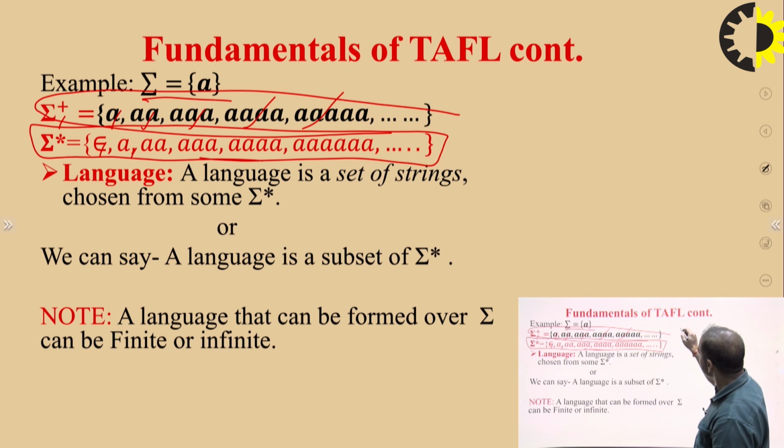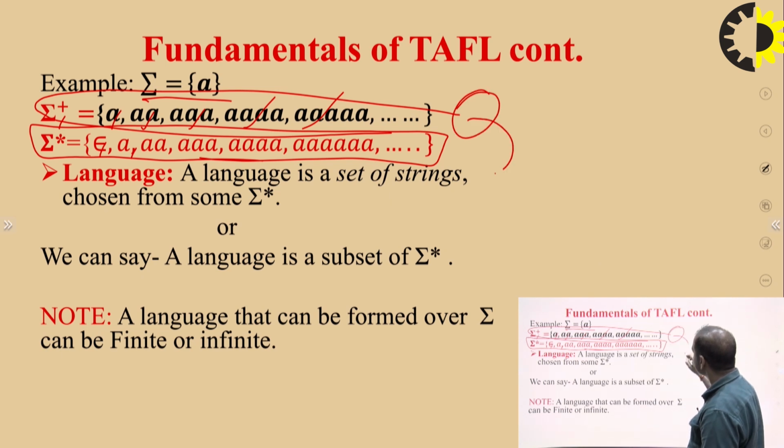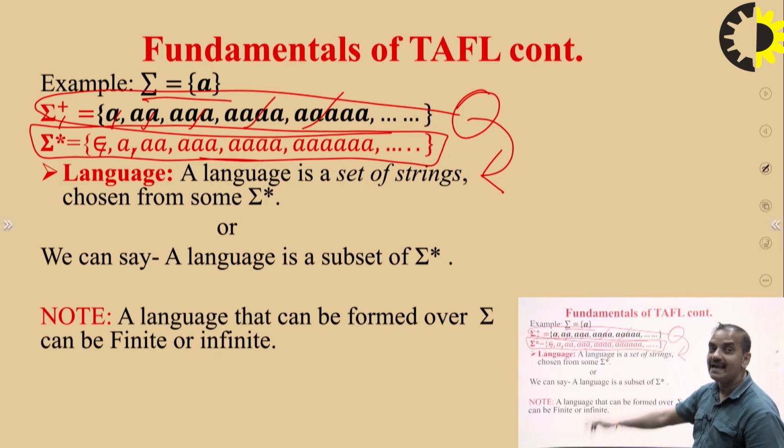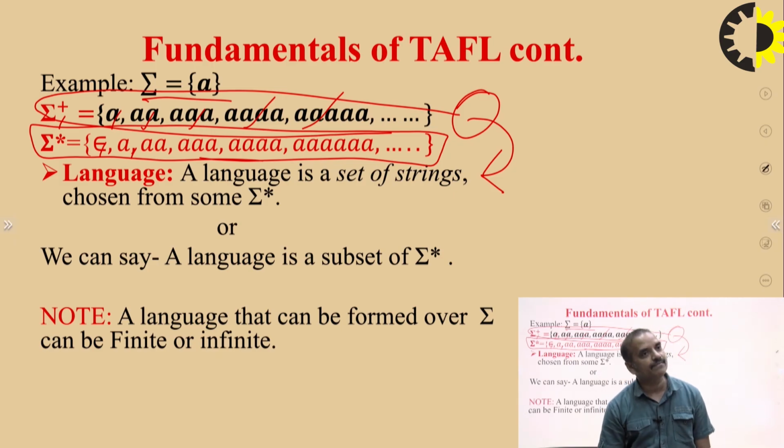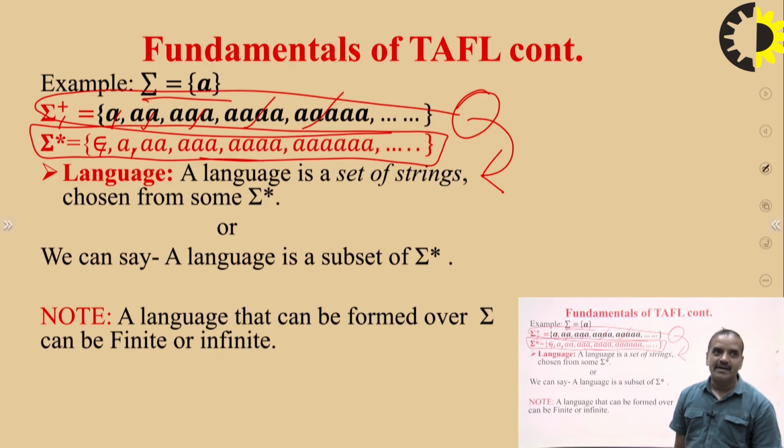Now, on the basis of these two topics, we are going to define language. This is the most important part of this theory of automata and formal language.